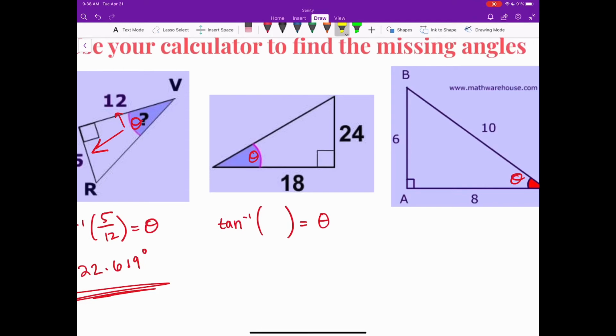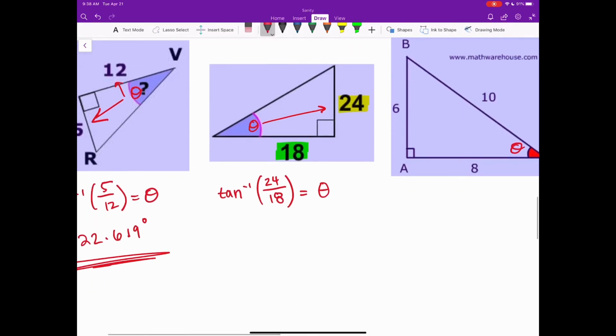So my opposite side is going to be the 24, right? It's the side that is opposite of my angle theta, so 24 over the side that is adjacent. Okay, the side that's adjacent, that's not the hypotenuse, is going to be that 18, again, in reference to my reference angle theta here. So tangent inverse of 24 over 18, again, plug that into your calculator unless you have it memorized.